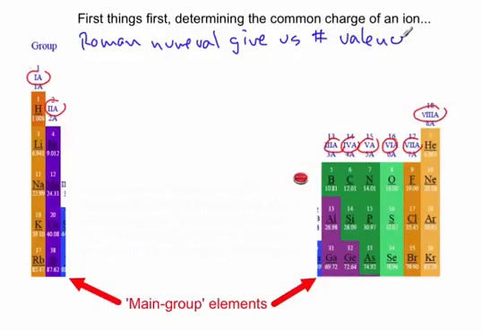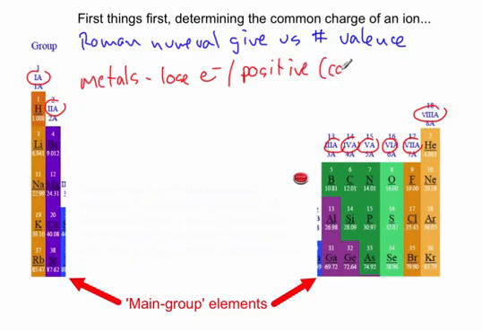And once we've done that, we have to decide what is going to happen to those valence electrons. And again, you may recall on the left-hand side of the periodic table are the metals. Metals have a low electronegativity, and so metals lose electrons. And so if they lose electrons, they form positive ions, which we sometimes call cations. Okay, so metals always form positive ions. They always lose their valence electrons.